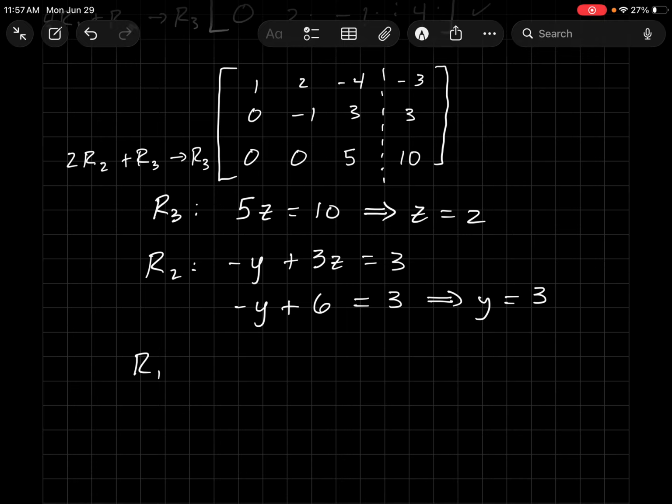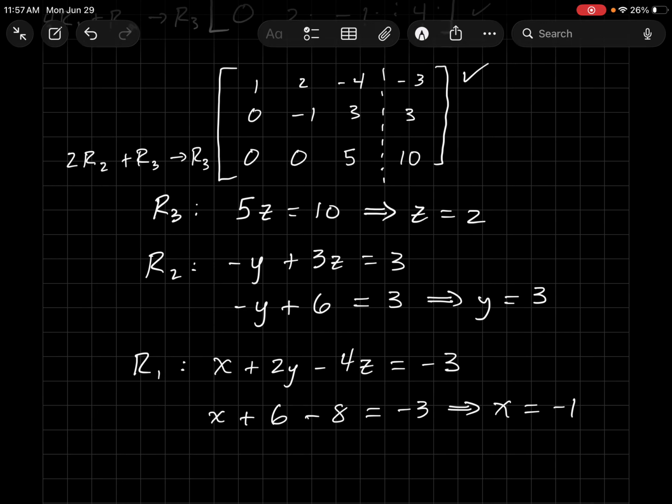And I can go back up one more time where it says x plus 2y minus 4z equals negative 3. Right, if I read my first row, I can substitute in y and z. So I get x plus 2 times y, or 2 times 3, minus 4 times z, or 4 times 2, equals negative 3. So I have x minus 2 equals negative 3, or x equals negative 1, which means the solution to my system of equations is negative 1, 3, and 2.